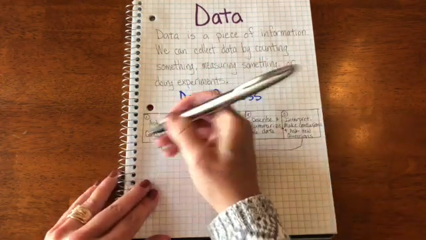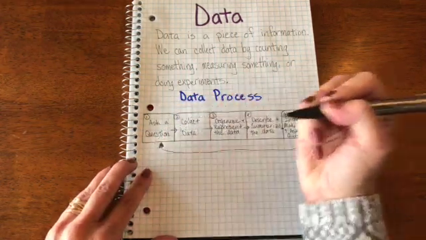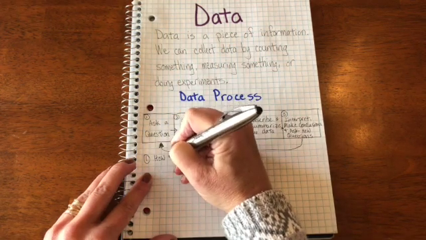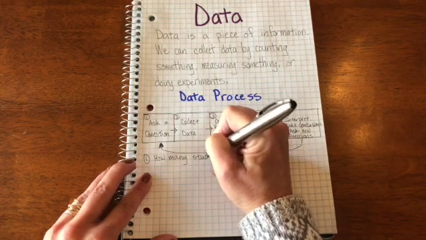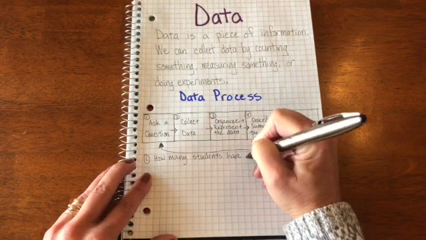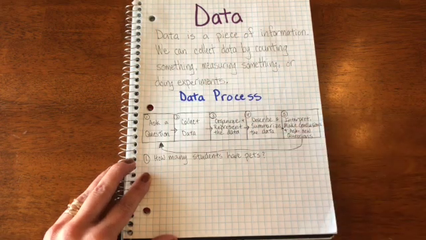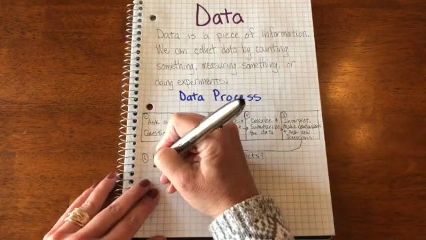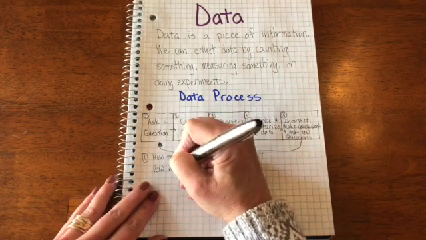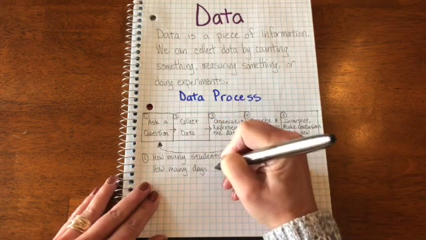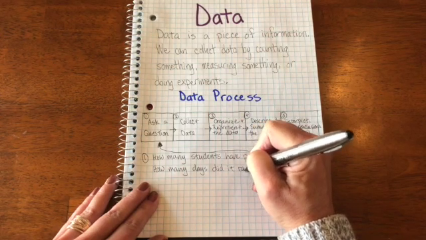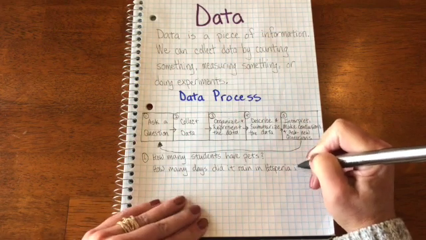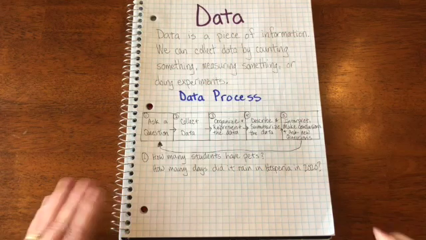Now, what do you mean by ask a question? Well, here's an example of a question I could ask. I'm going to number it, number 1, so you know that number 1 goes with number 1. Here's an example of a question. How many students have pets? That's an example of a question that we can ask to collect some data. Here's another one. How many days did it rain in Hesperia in 2020? We could ask that question and collect some data.